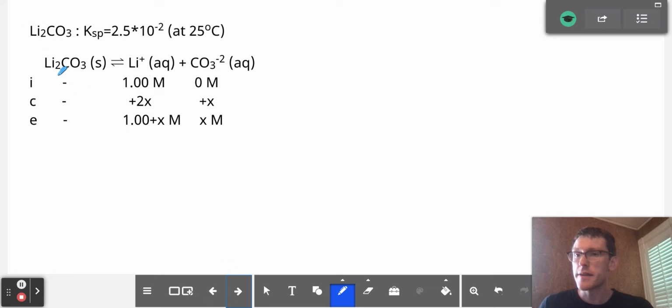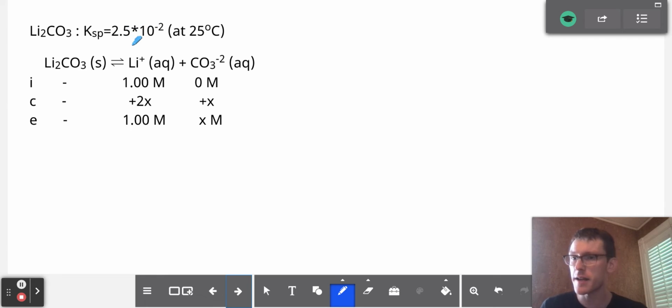And so as the lithium carbonate is added, we know that the concentration of lithium ions will increase by, let's say, 2x for every x that the carbonate increases by. And so at equilibrium, the concentration of lithium will be 1.00 plus x molar, and the concentration of carbonate will be x molar.